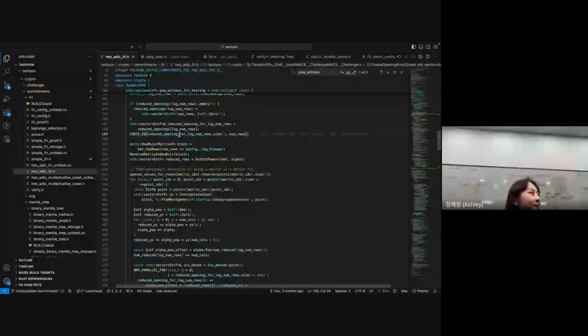Yeah, they have naive and TwoAdicFri, but specifically for our benchmarking, we use TwoAdicFri because that's more like the actual protocol used.